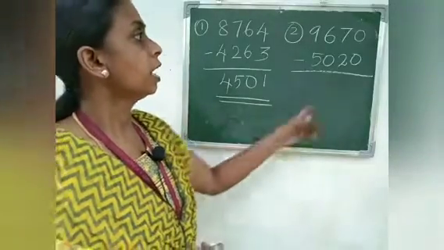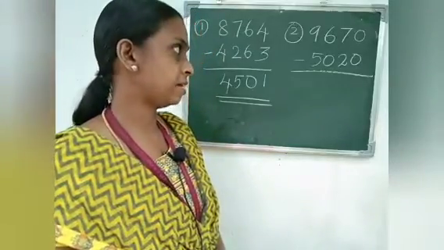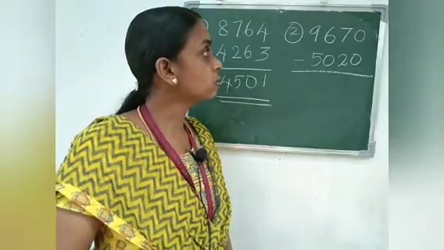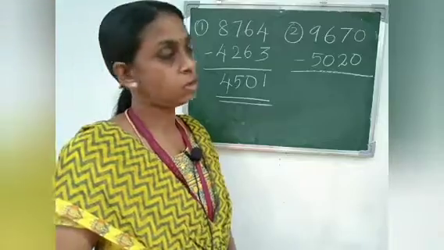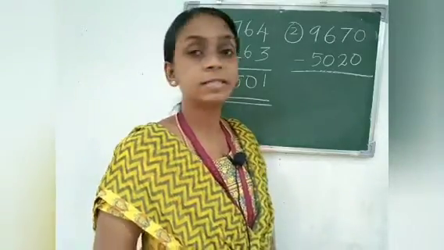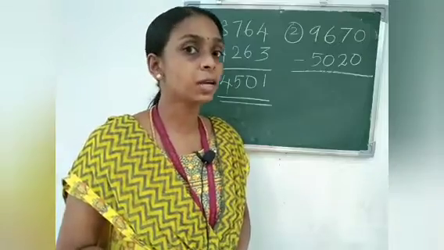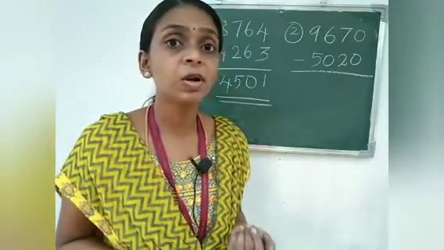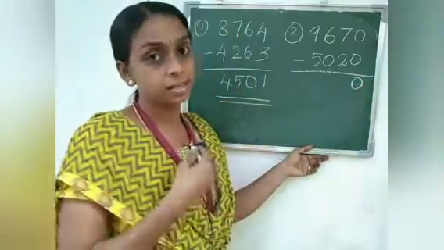Second problem. Here the question is 9670 minus 5020. So here in the ones place, which are the numbers? 0 and 0. So we have to subtract 0 from 0. What answer we will get? 0 minus 0 is 0.